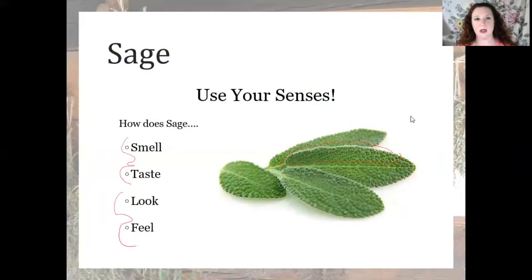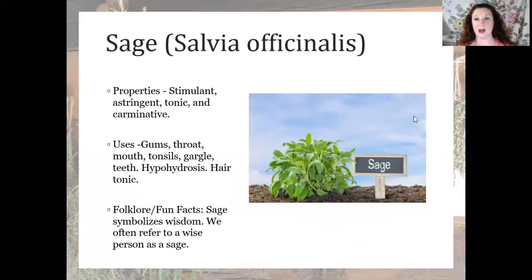So let's talk about sage. Now, the common name is sage. You don't hear many other common names. Sometimes you hear of different varieties of sage, but generally, you're just going to hear it referred to as sage. The botanical name is Salvia officinalis, and there are actually several plants within this Salvia genus.